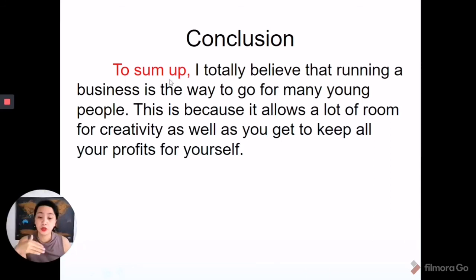In the first sentence, you give your opinion: I totally believe, or I partially or completely agree or disagree. And then in your second sentence, you sum up the main points. This is because it allows a lot of room for creativity. Make sure that you don't use the same words from the task. So there you have it. That's how you answer a to what extent do you agree or disagree question.